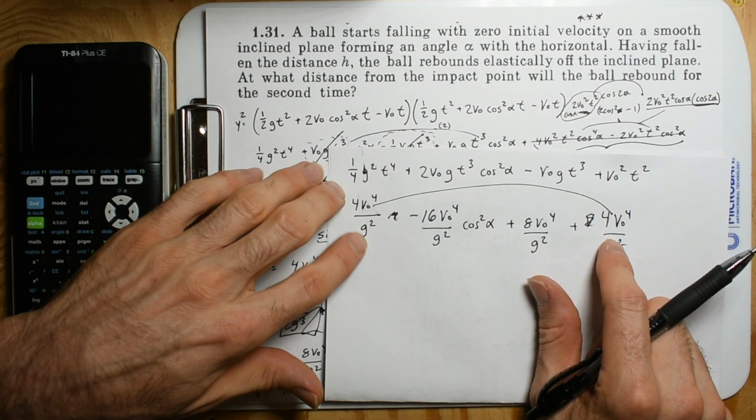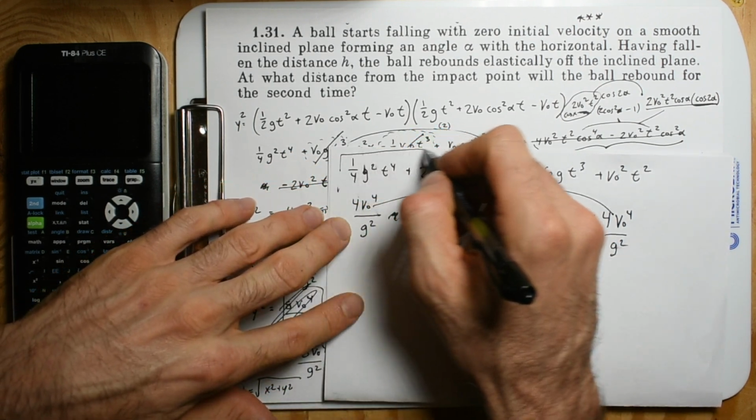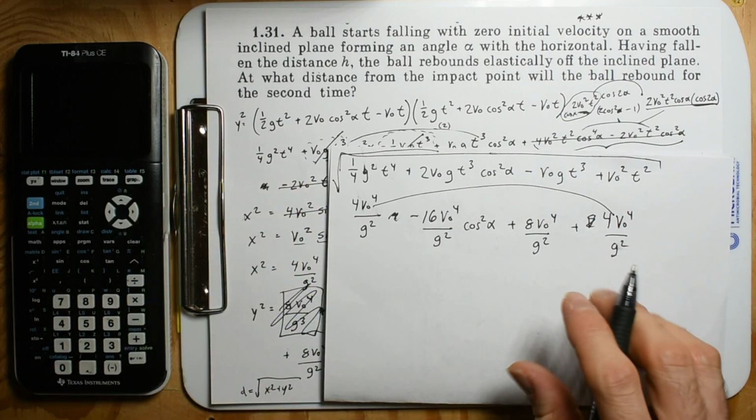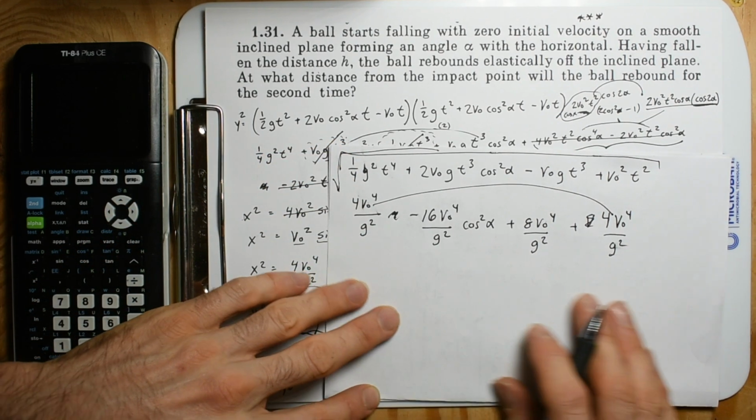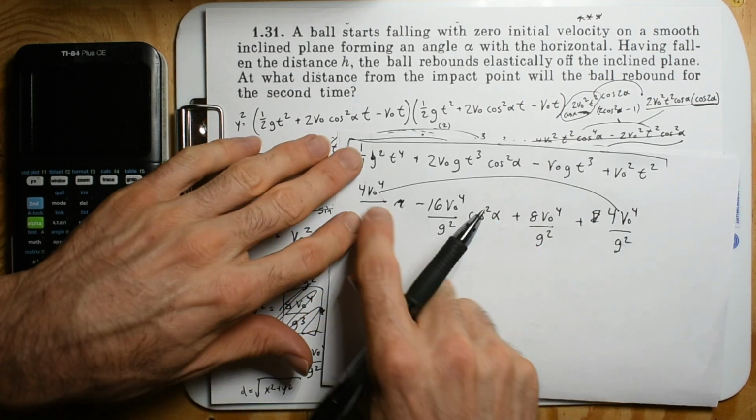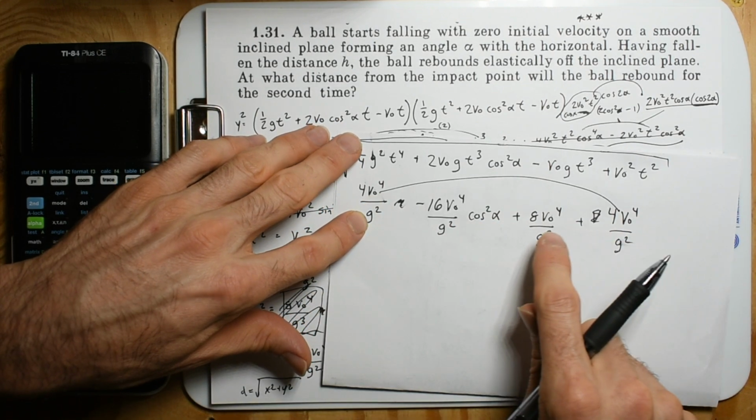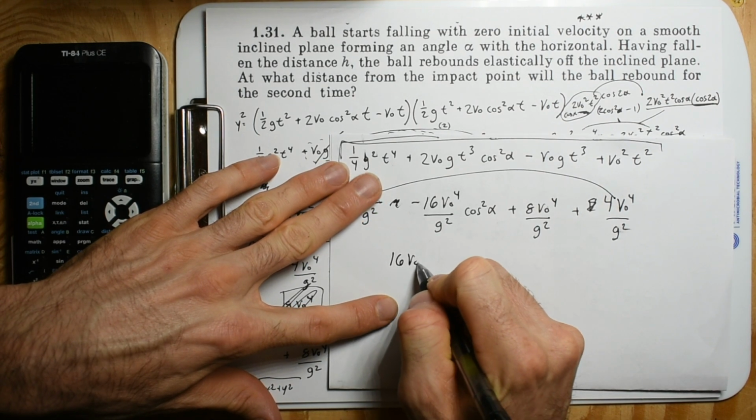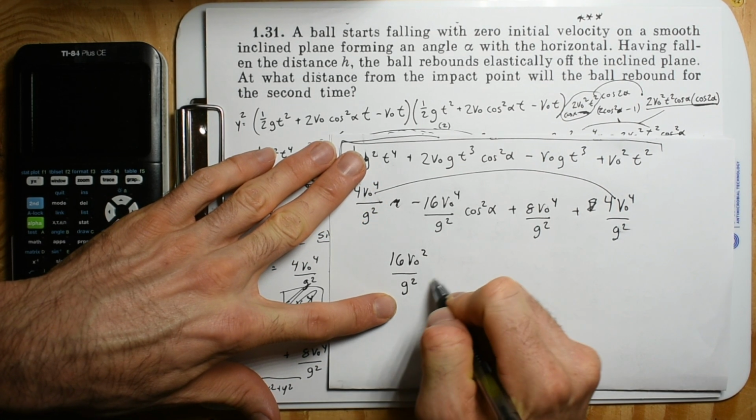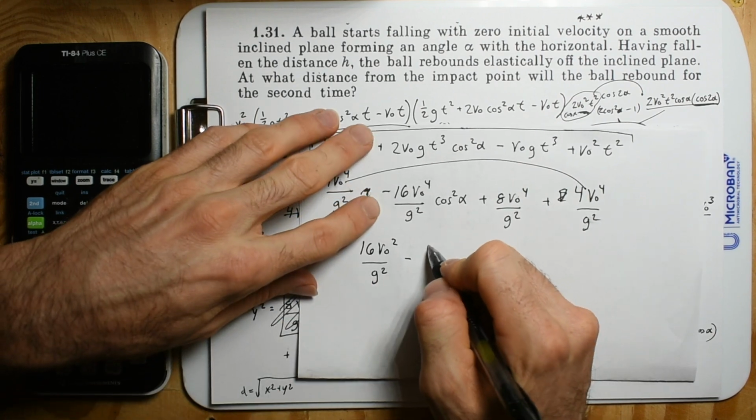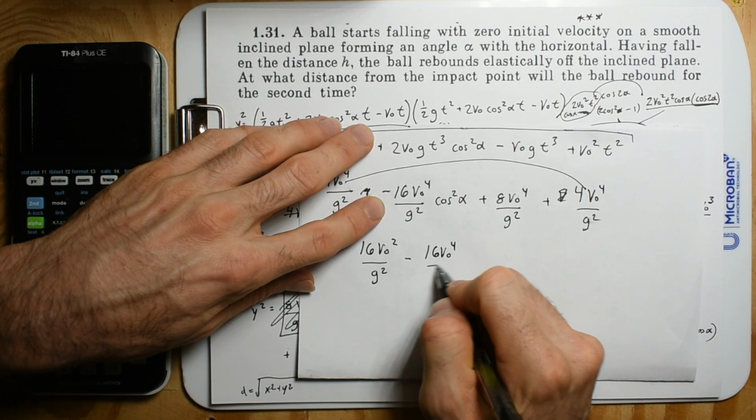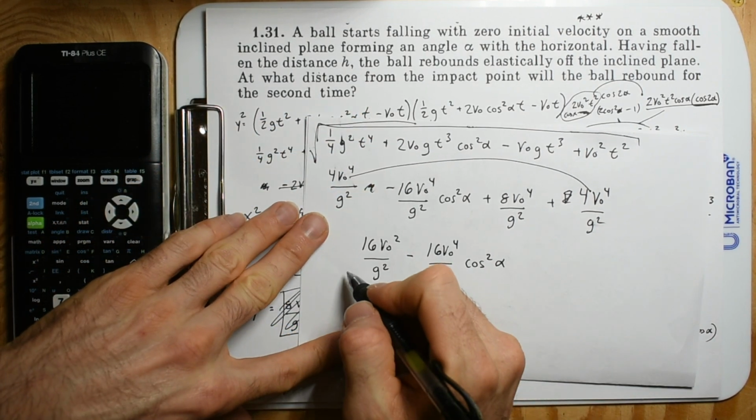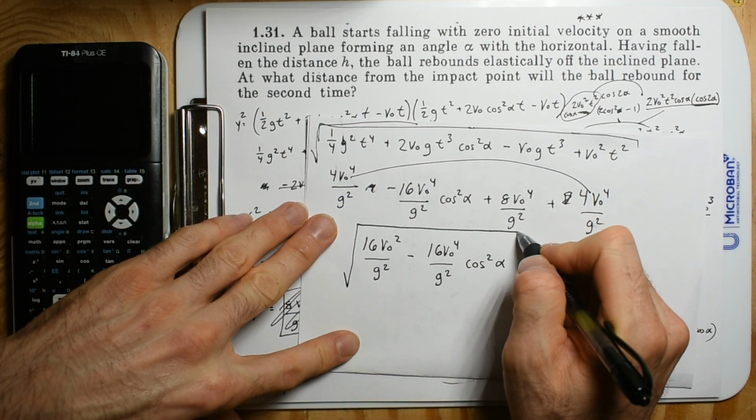And it's really cool because at the end of it, we're going to take the square root of everything. And if we want a nice answer, it's nice to have like 16s. Well, no, that's not going to be 16. Oh yeah, because we got 4 plus 4 plus 8. So we're going to have 16 v naught squared divided by g squared minus 16 v naught to the 4th divided by g squared cosine 2 alpha. And then we're going to take the square root of that.